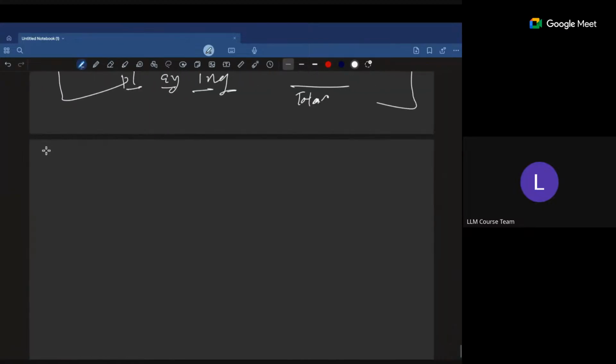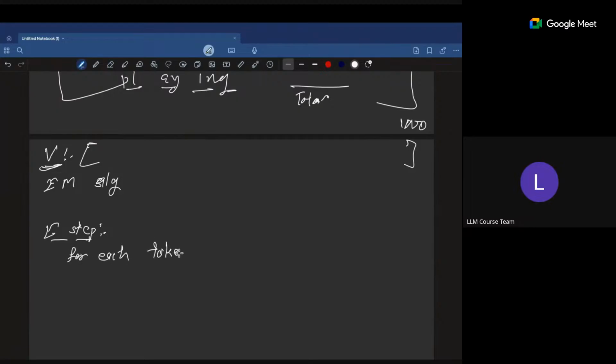Okay, now how to prune the vocabulary, that we need to discuss. We have the EM algorithm for that. So you have an initial vocabulary, let's say of some thousand size. Now I want to reduce this size. So in EM, what is the E step? For each token in the corpus, sorry, not vocabulary, corpus, find the best split.